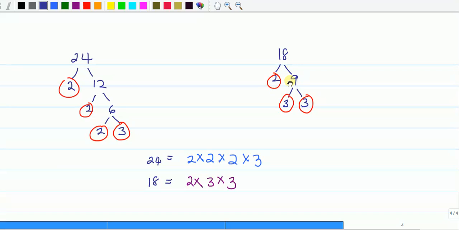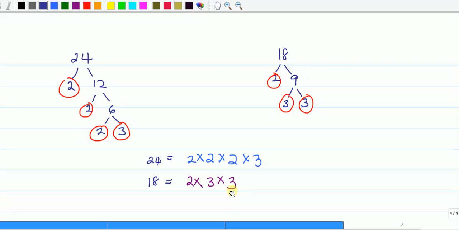18, 2 into 18 goes 9 times, and 3 into 9 goes 3 times. So the prime factors of 18 are 2 times 3 times 3. So that would be 2 3s are 6 and 6 3s are 18.